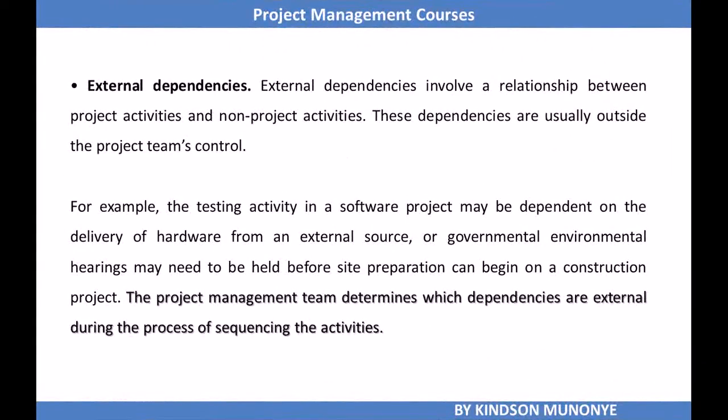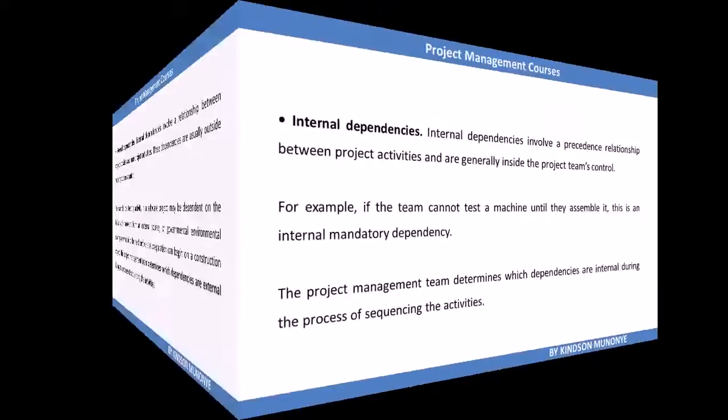Now, external dependencies involve a relationship between project activities and non-project activities. They are usually outside the project team's control. For instance, a testing activity in a software project may be dependent on the delivery of hardware from an external source. Or government environmental hearings may need to be held before site preparation can begin on a construction project. Again, the project team determines which dependencies are external.